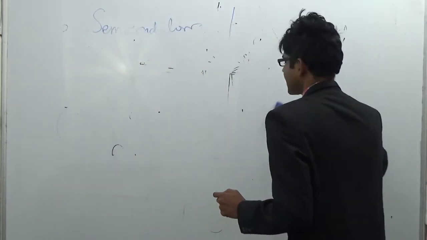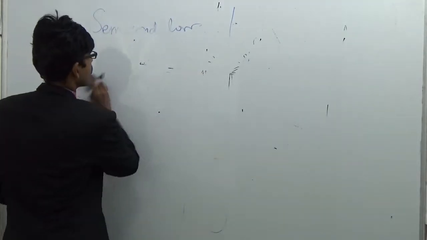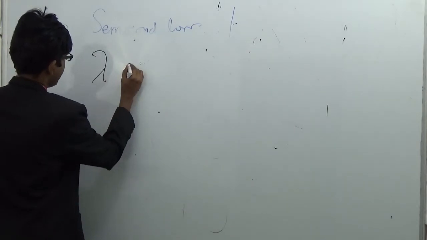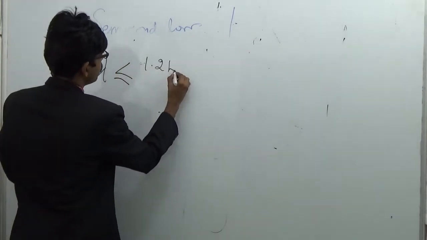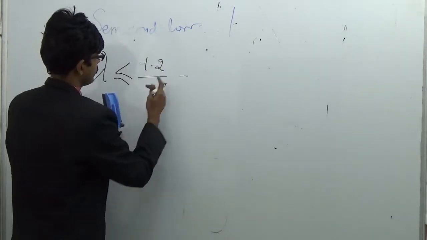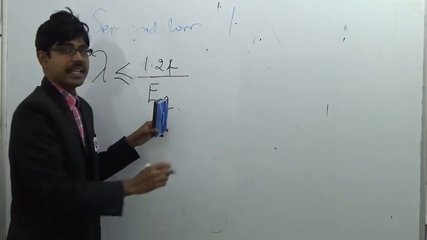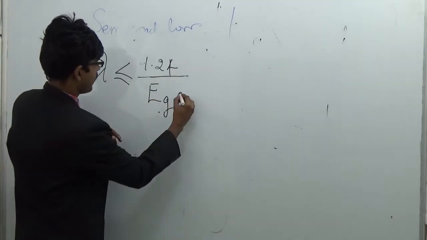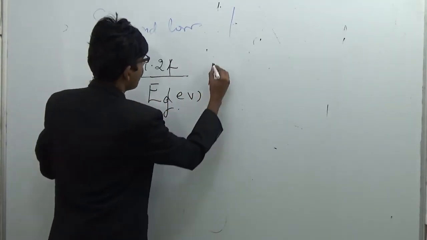The wavelength should be less than or equal to 1.24 divided by the band gap energy EG. Now, EG is going to be in the units of electron volt, and wavelength is going to be in the units of micrometer.